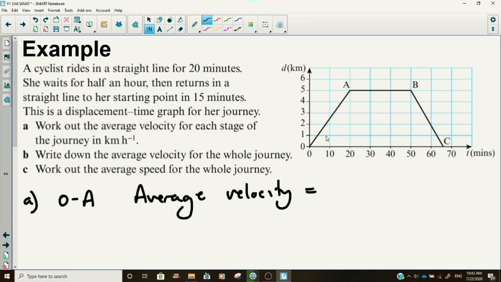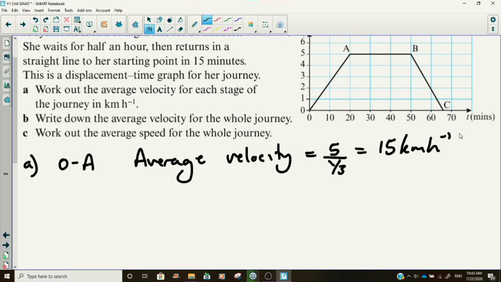So 5 kilometers over, well, 20 minutes. Well, 20 minutes is a third of an hour. So we need to divide by a third to get that gradient. And that's going to give us a gradient of 15 kilometers per hour. Okay, so that's the journey from 0 to A.